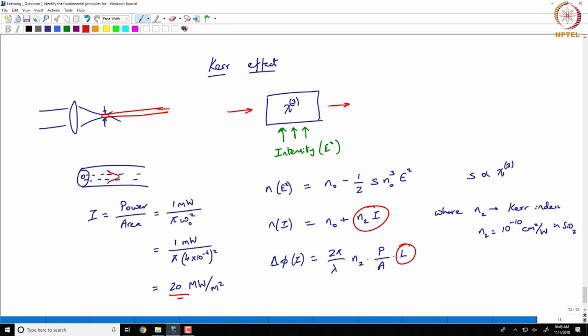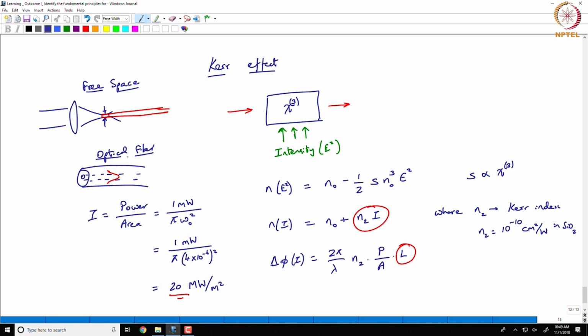So, in some ways it is easier to observe a lot of these nonlinear effects in an optical fiber than if you do it in what we say in free space. So, free space is this picture, whereas in an optical fiber that interaction can be over much longer distances.